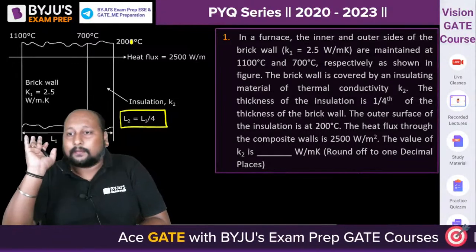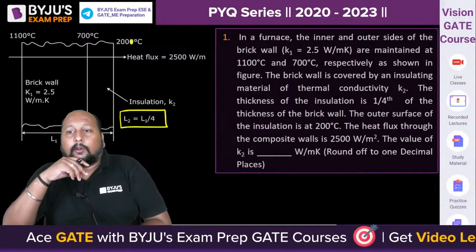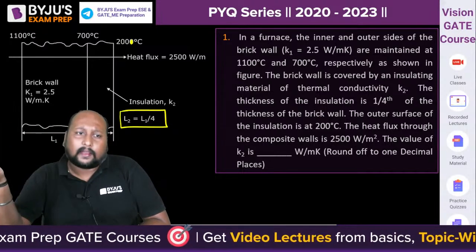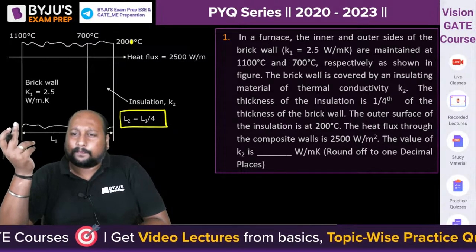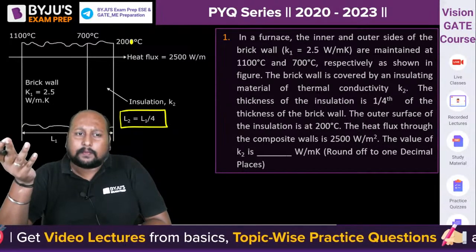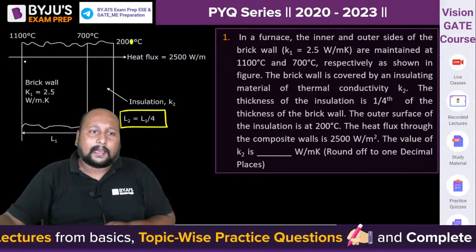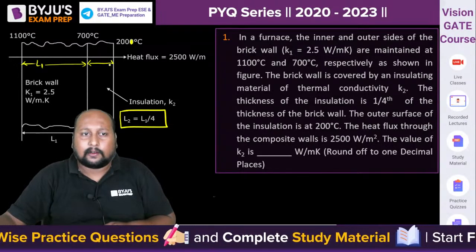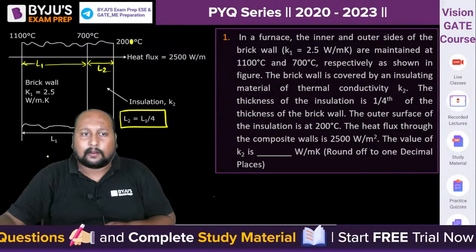Round off to 1 decimal. What is the value of K2? Everything is given. K2 value you have to calculate. I think this is the most easy question. Thickness is given. L1 is the thickness. Those who are not able to see the dimension, this is L1, this is L2, right? And L2 is equal to L1 by 4.